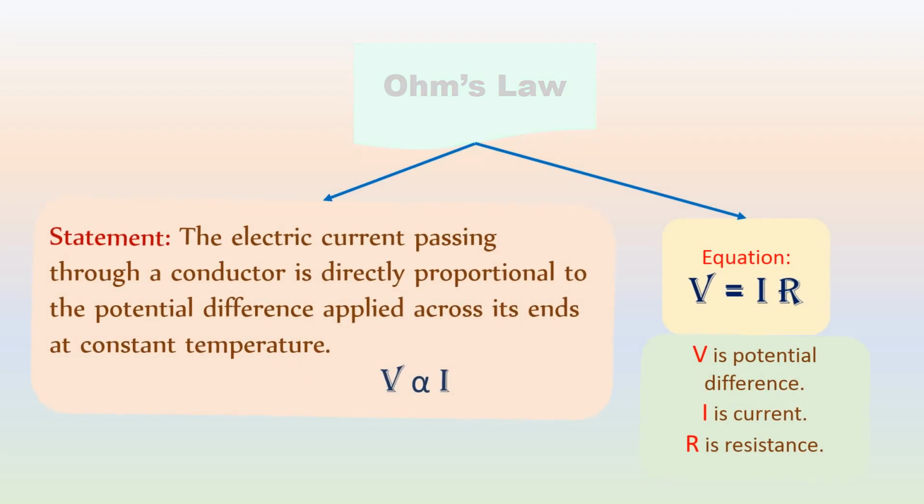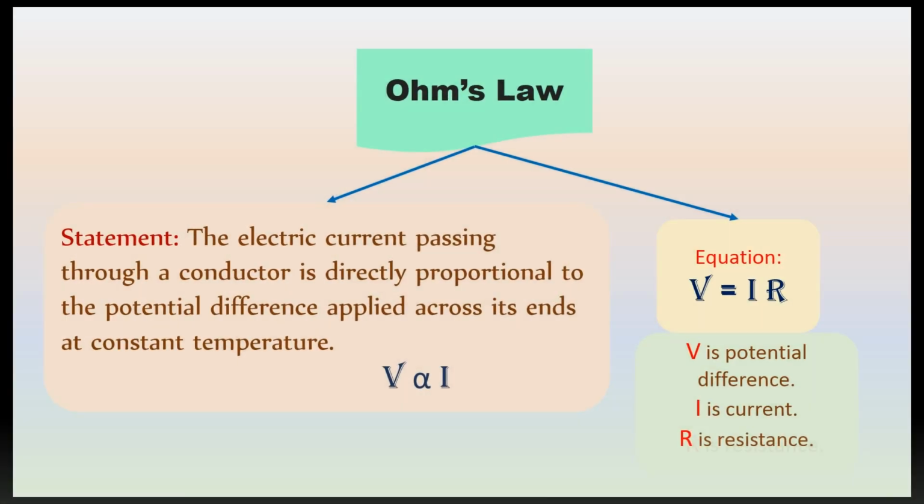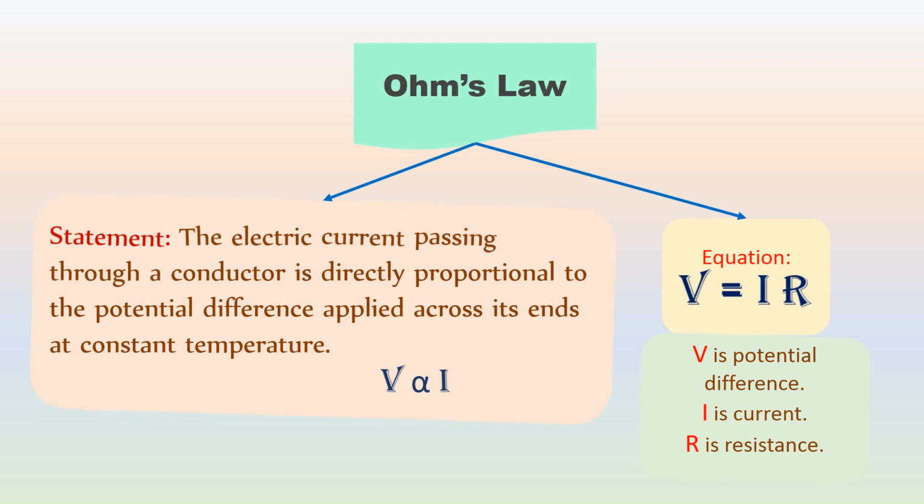Mathematically, this law can be stated as potential difference V directly proportional to electric current I, V equal to RI, where R is proportionality constant and is known as resistance of conductor.